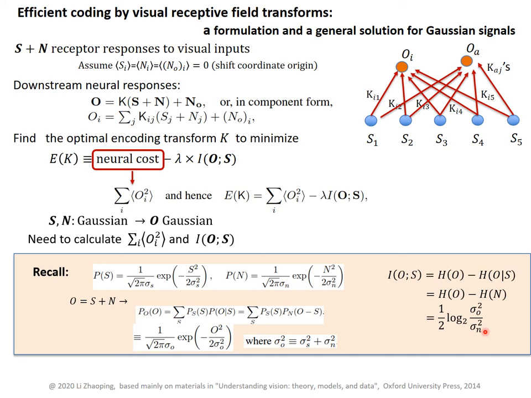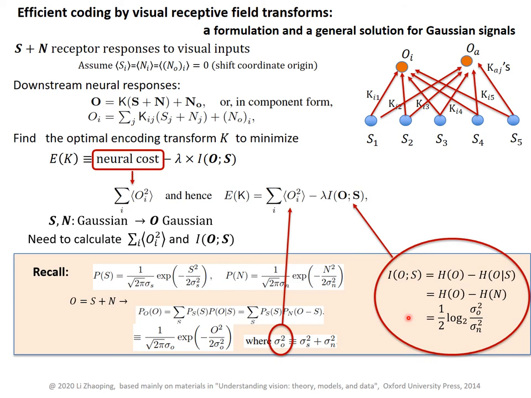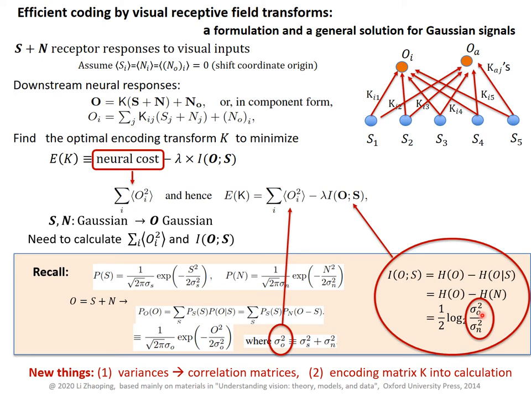In such a case, this output variance will then be replaced by the summation of many variances at many output nodes, and this mutual information becomes a more complex mutual information involving vectors. So what's new here is this ratio of the variances. All of these variances will be replaced by correlation matrices when we do these more complex calculations. And the second element is that when we do this calculation, we also need to put matrix K into the calculation. And that's all.